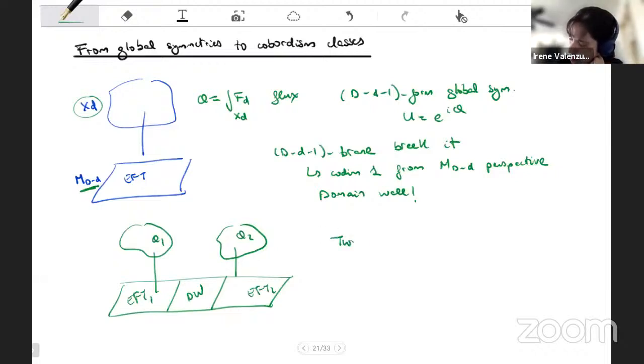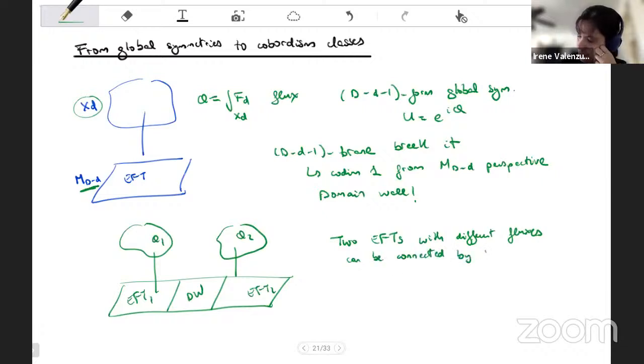Okay, so the two EFTs that arise because of compactification with different values of the flux can be connected by the domain wall. So the statement that we are breaking this magnetic symmetry is equivalent to saying that I have a domain wall in my effective field theory that can interpolate between the two flux vacua. This is the physical meaning of breaking these symmetries. Okay, any question?